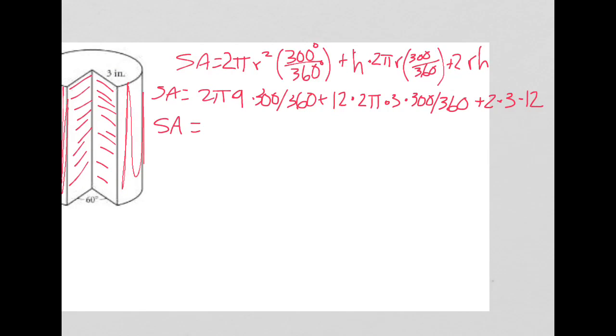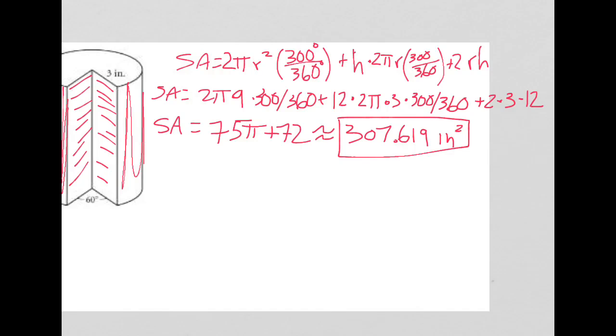So I lied, I'll tell you anyways. Exact value would be 75 pi plus 72, which is roughly 307.619. And again, surface area, units were inches, so surface area will be inches squared. So there's our surface area.